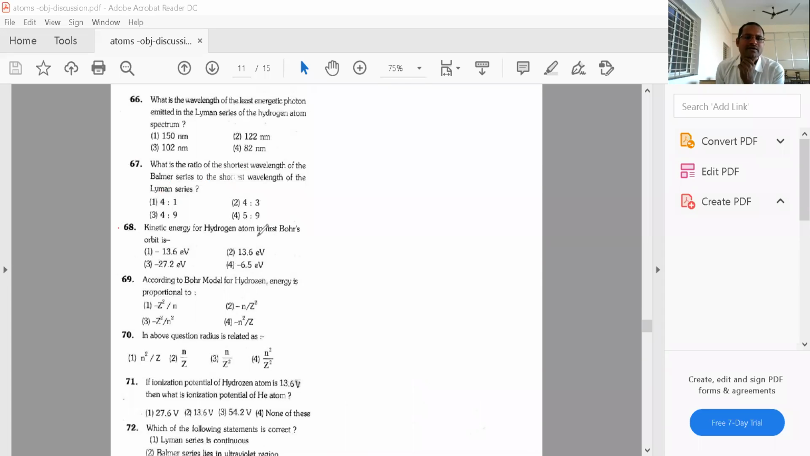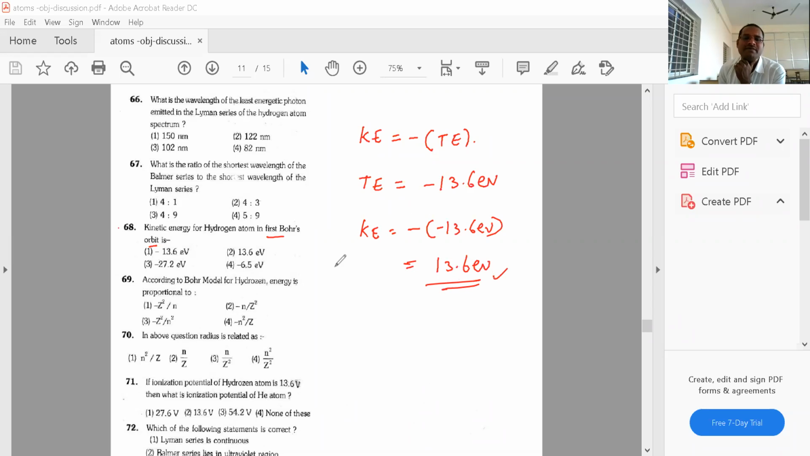The kinetic energy of hydrogen atom in the first Bohr orbit. What is kinetic energy? Kinetic energy is nothing but the negative of total energy. We know the total energy of Bohr's hydrogen atom is minus 13.6 electron volt. Then kinetic energy is negative of minus 13.6 electron volt, so it will be plus 13.6 electron volt. Option 2.